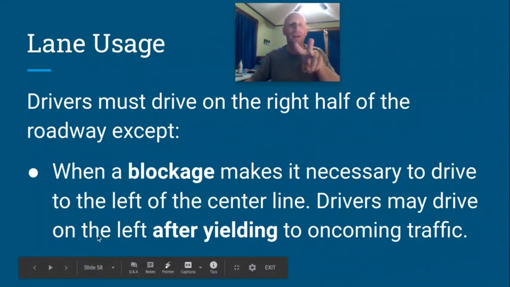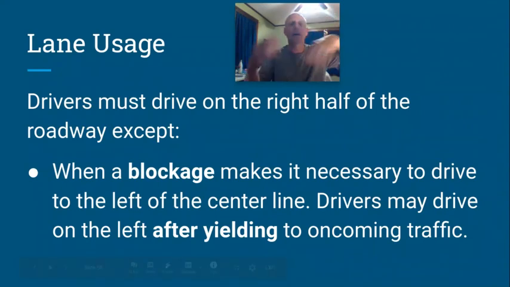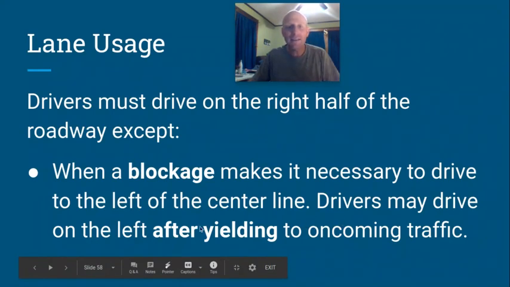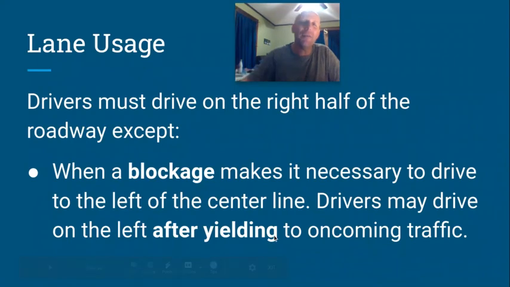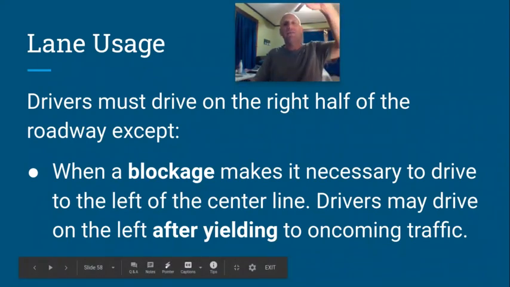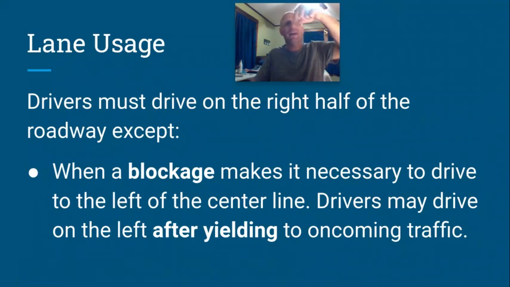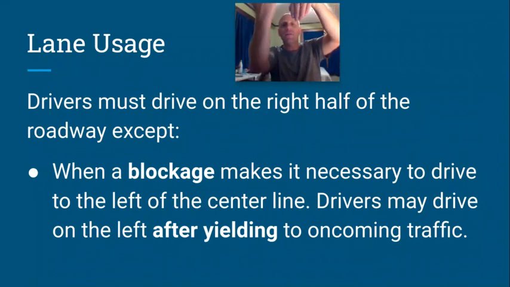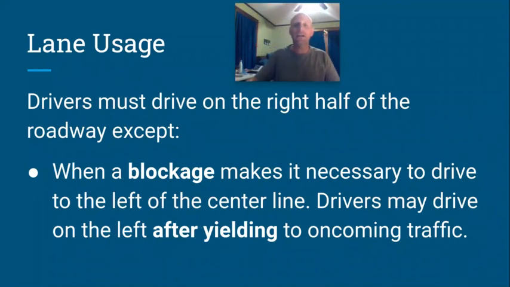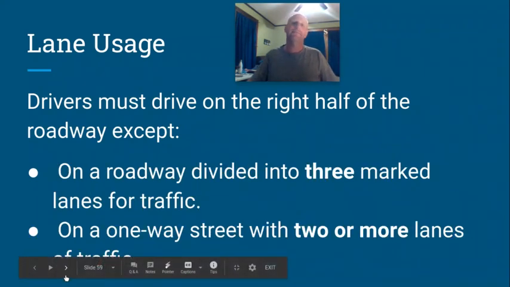Even if it wasn't a 2-lane one-way street, if it was 1 lane in each direction, you can still move over into the other lane. But the second sentence here is hugely important in that situation. Drivers may drive on the left after yielding to oncoming traffic. I can't tell you how many times I see people mess this up. If there's something blocking their lane, they scoot over into your lane and keep driving and make you stop. That's not the way it works. If there's something blocking your lane, you stop, wait for the car coming by you to go by, and then you go around the blockage. The car that belongs in that lane gets use of that lane first. Don't mess that up, people.